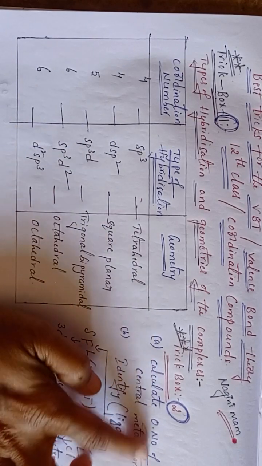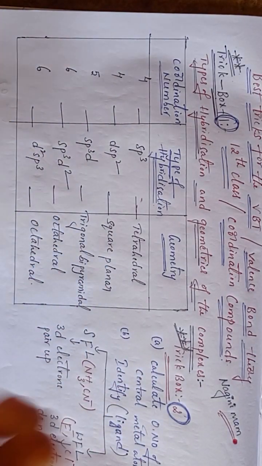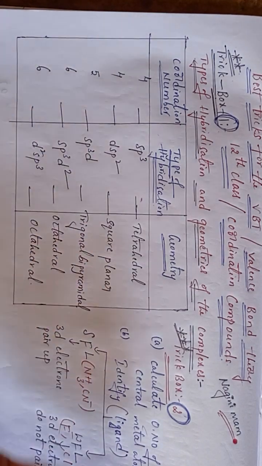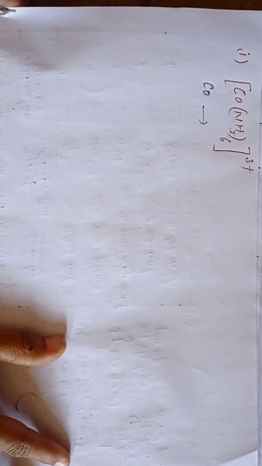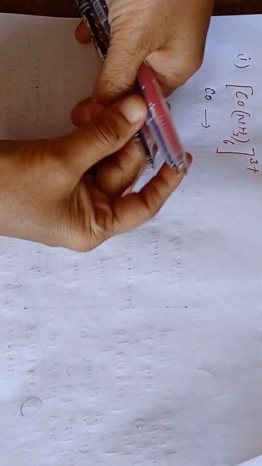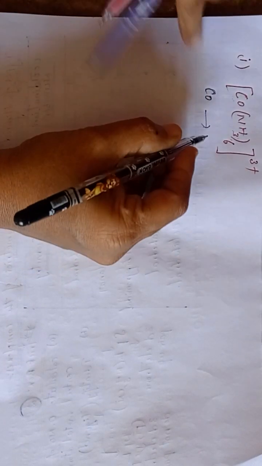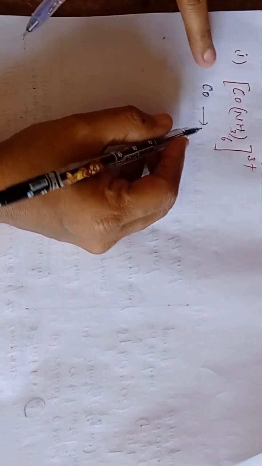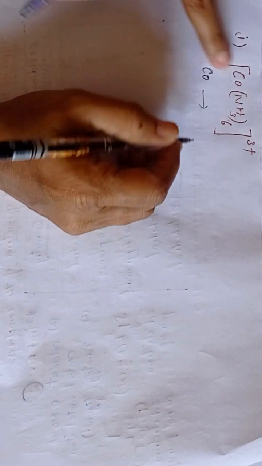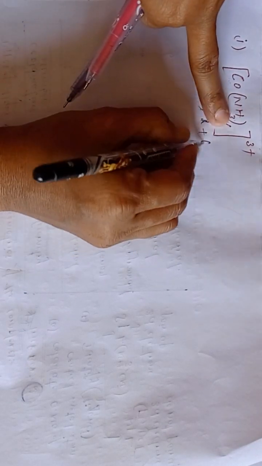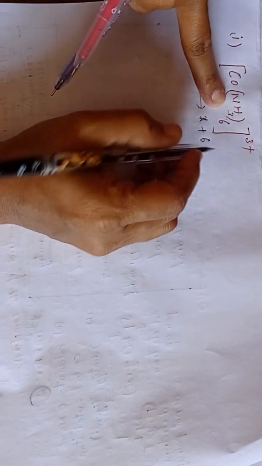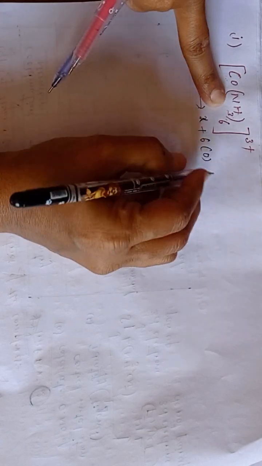So first calculate the oxidation number, and after that check whether the given ligand is a strong field ligand or a weak field ligand. See here, this is the complex ion. First of all we have to find the oxidation number of the central metal atom, cobalt. I am taking cobalt as X, plus 6 ammonia ligands. NH3 is a neutral ligand, its oxidation number is 0.